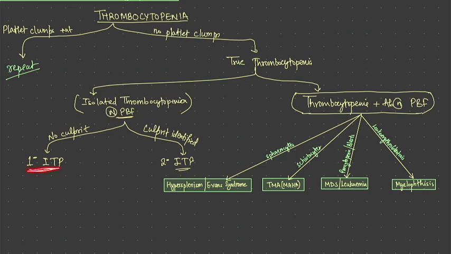ITP is primary if there is no associated condition found, and it is secondary if a culprit is identified. Culprit can be, like we just studied, infections like HIV, drugs, or some other conditions like connective tissue disorders. Thrombocytopenia can also be associated with an abnormal PBF, abnormal cell findings. Now, the cells that we see in PBF can be spherocytes. We can find schistocytes. We can find pancytopenia, or we can find blasts.